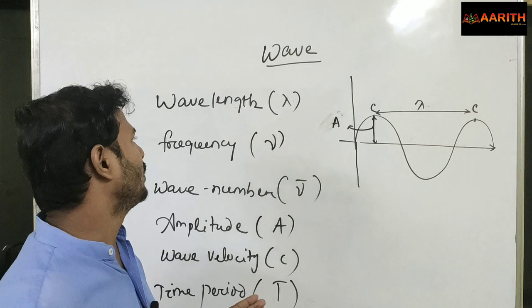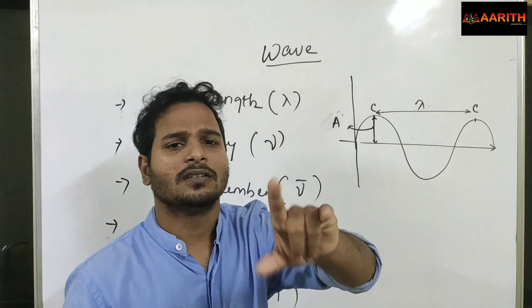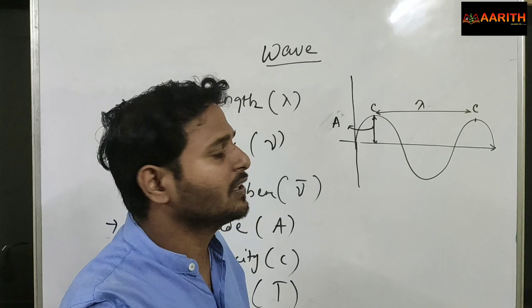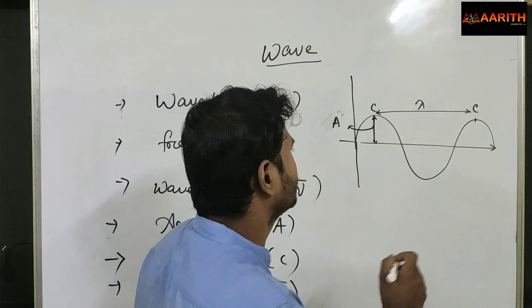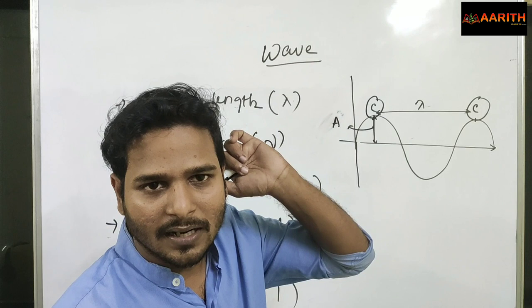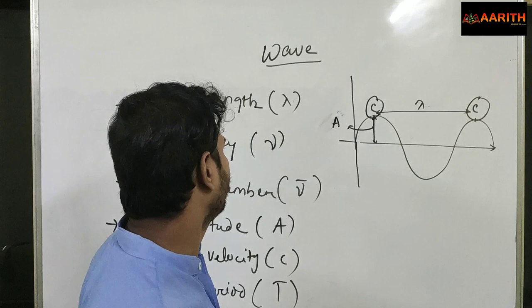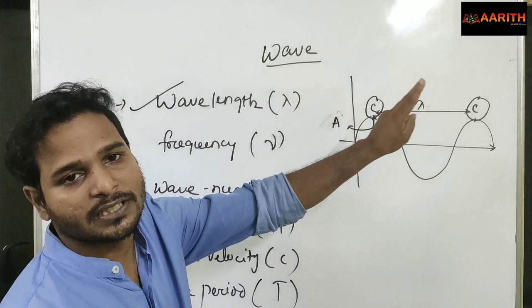First of all, it's about wavelength. The length of a single wave, that is wavelength. The length of a single wave means the distance between two consecutive crests, or you can take the distance between two consecutive tops. So this length is called simply wavelength, or lambda. It is represented by lambda. You can take meter or cm, no problem. So wavelength is the distance between two consecutive crests or two consecutive tops.